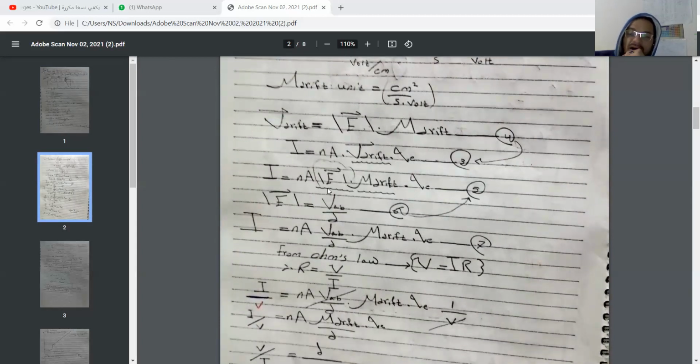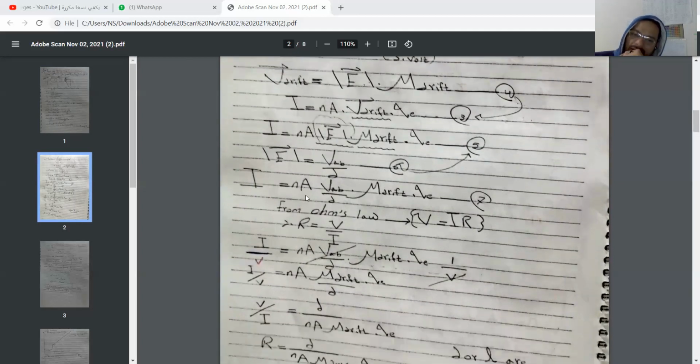Let's make this equation easier by using the electric field: the absolute value of the electric field equals the potential difference between two points A and B divided by the distance. We can write D or L; both of them have the same meaning. Now we have N A V_AB divided by D dot drift mobility dot electron charge.